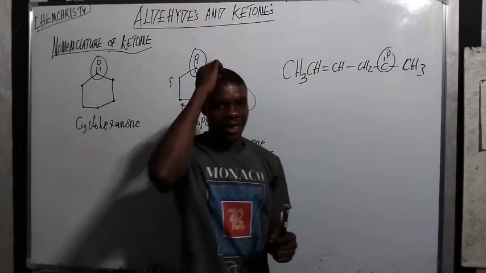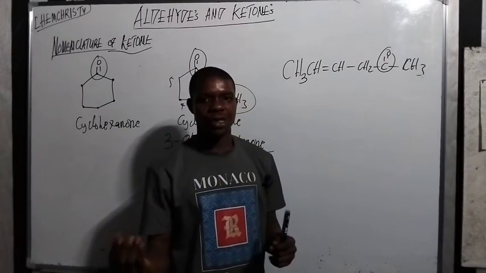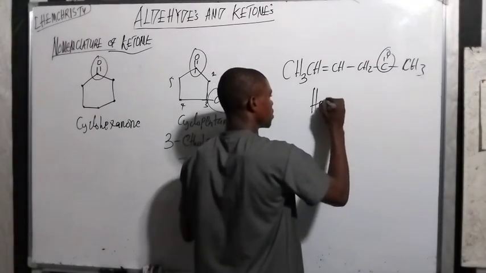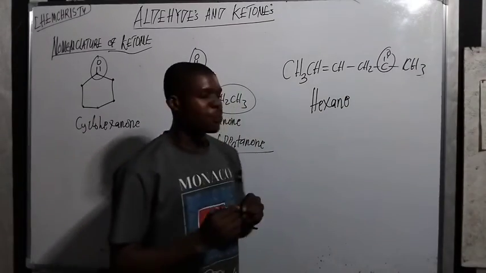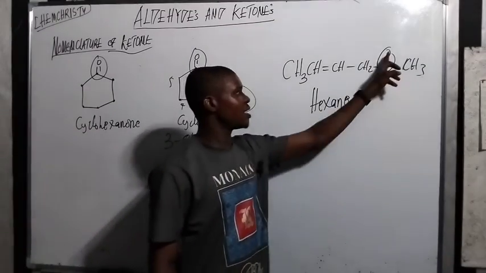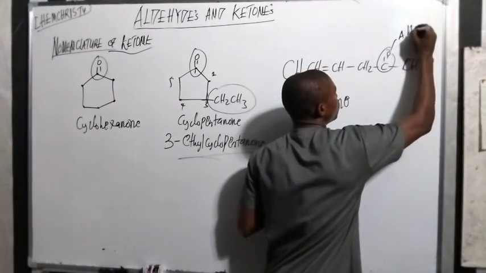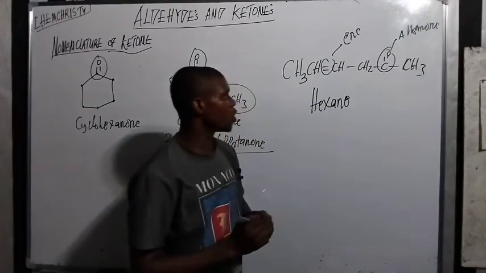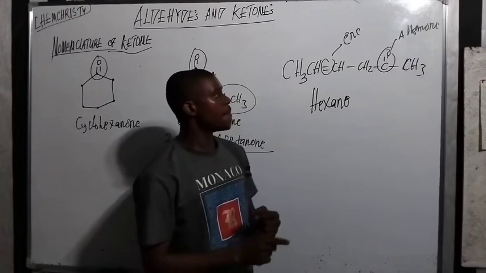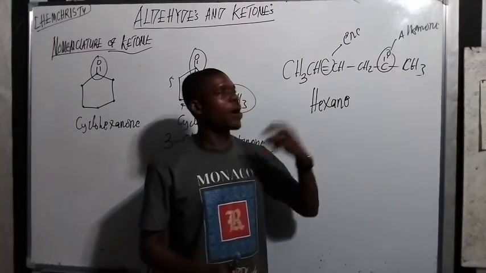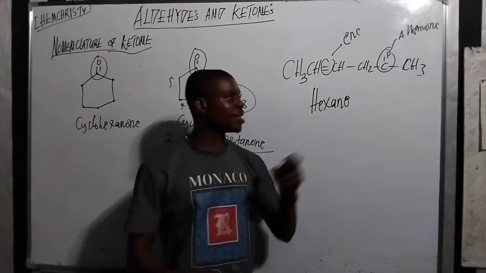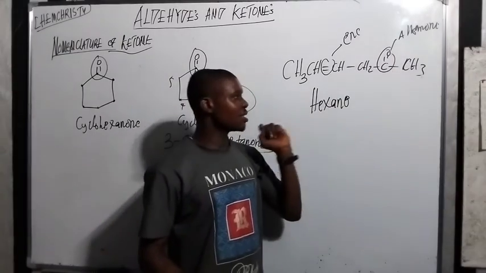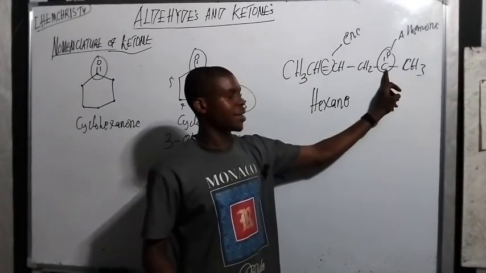Now, remember, the six carbon atom alkane is called what? Hexane. Hexane, right? Now, you have two functional groups: the alkanone and the ene, which is called the alkene, right? Now, the alkanone will take higher priority than the other one. So my main functional group in this compound is what? Alkanone. That is the one I'm going to favor here, right?